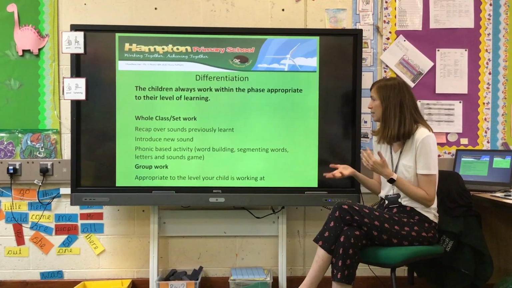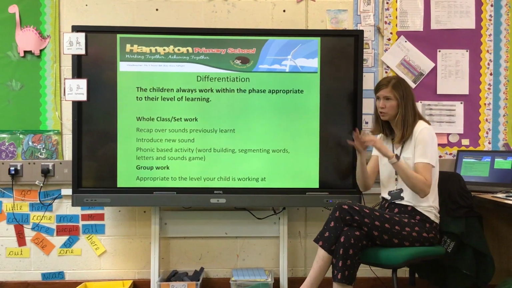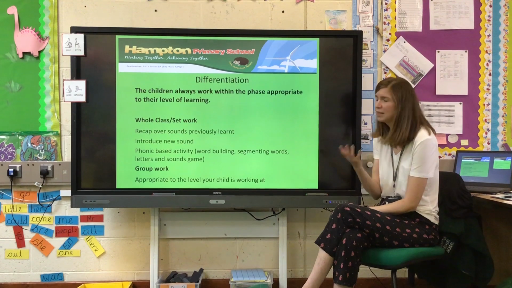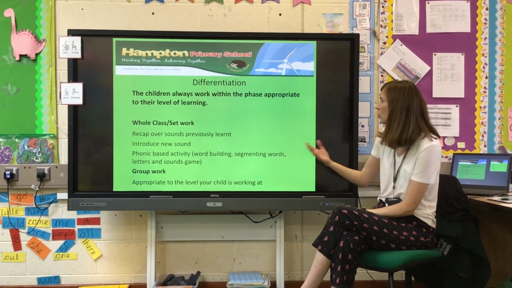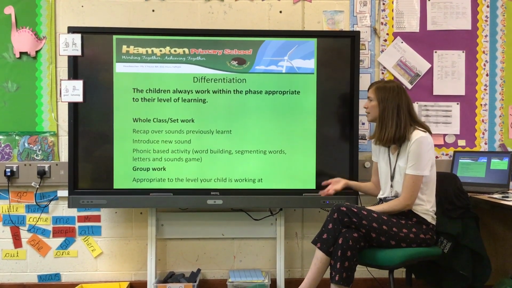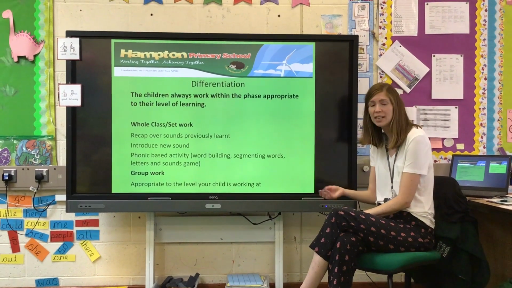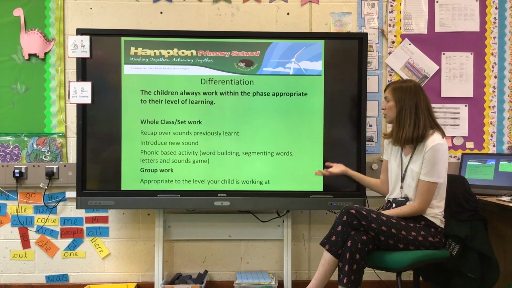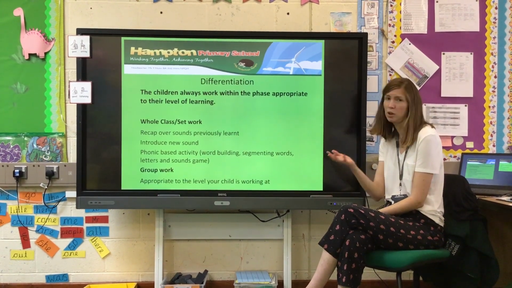we'll have some phonics-based activities, either on the carpet or the children go do them at the tables or around the classroom. So those phonics-based activities can be anything from word building, segmenting words, some sound games, maybe some writing or reading some phonics books. So that's their group work that they're doing, and it's always appropriate to the level that your child is working at.